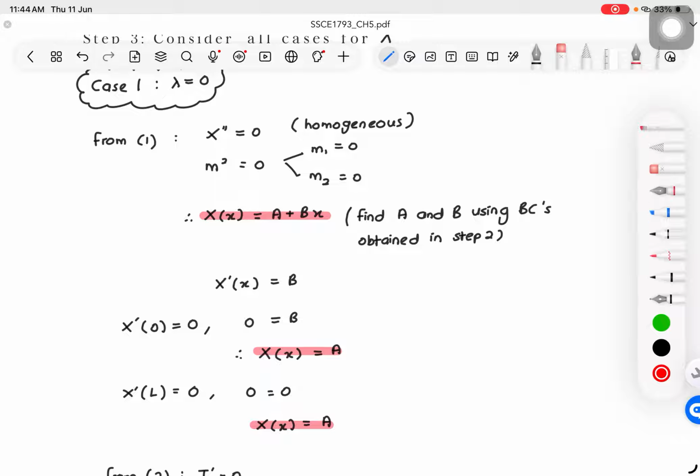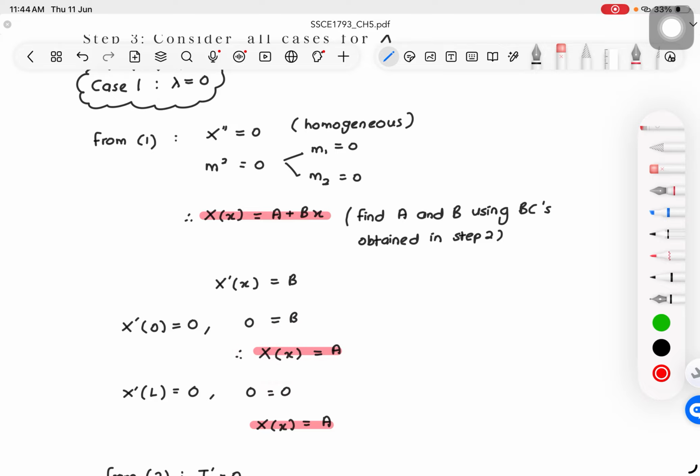Then after we obtain this one, only then can we use the boundary condition that we have just now. So x prime 0 is equal to 0. You substitute inside here, so you get b is equal to 0. So when b is equal to 0, what is left is x is equal to a. So that's why we have your general solution for x is equal to a.